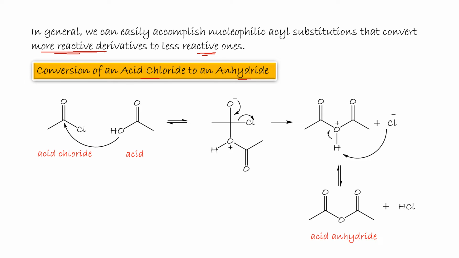You can do it. So, acid chloride reacts with acid to form the tetrahedral intermediate, followed by elimination of Cl. The Cl will deprotonate, proton transfer, to give acid anhydride. So acid chloride is more reactive than anhydride. Yes, this reaction can take place.